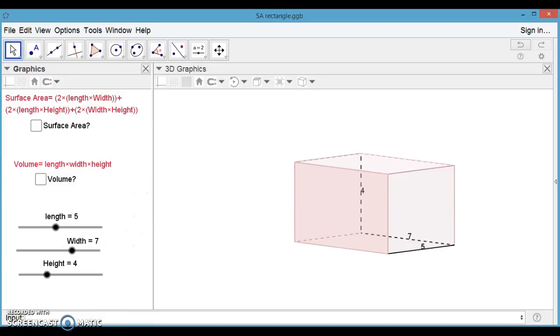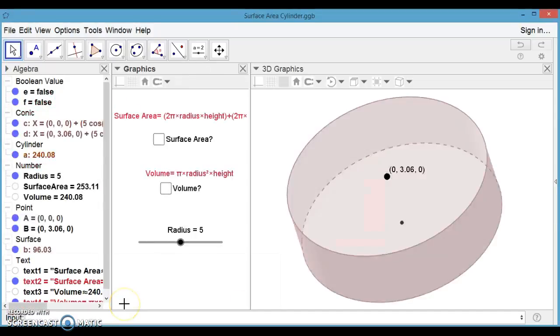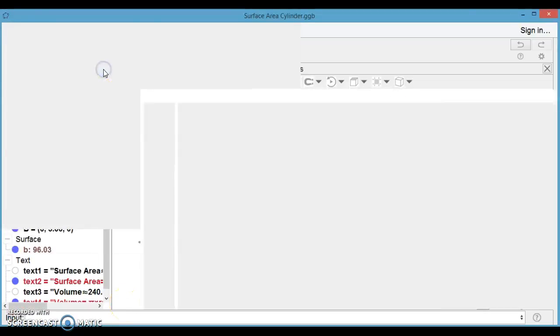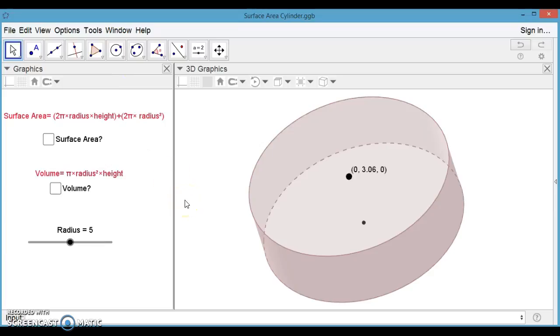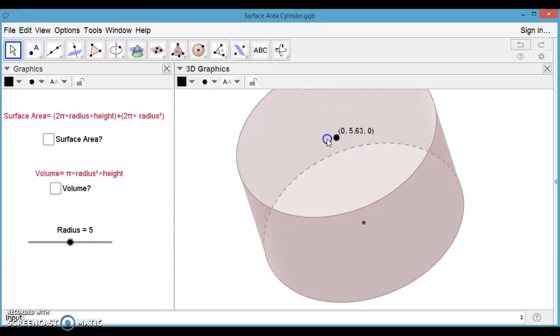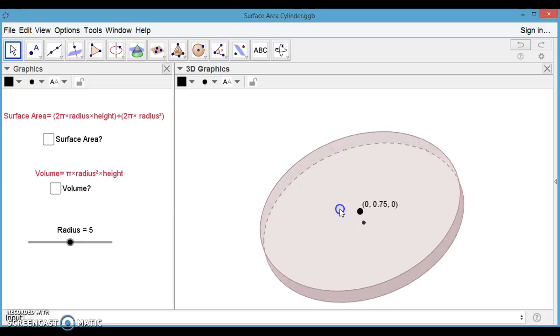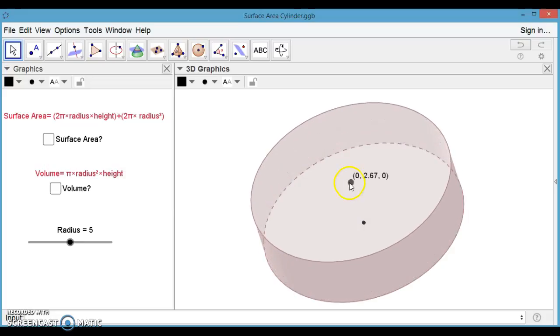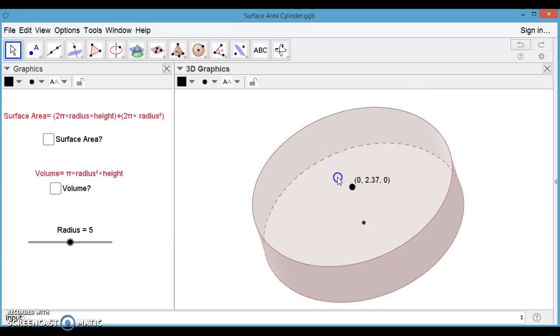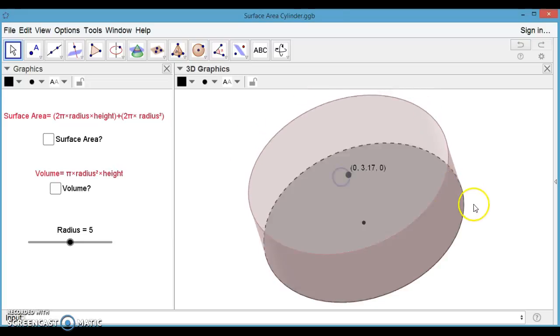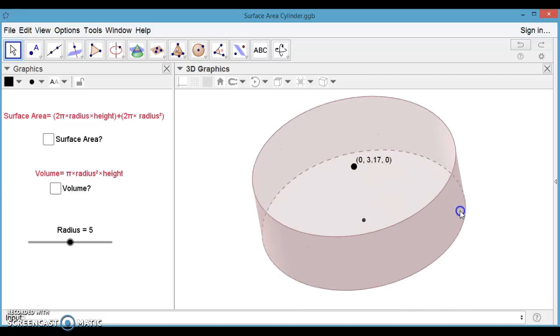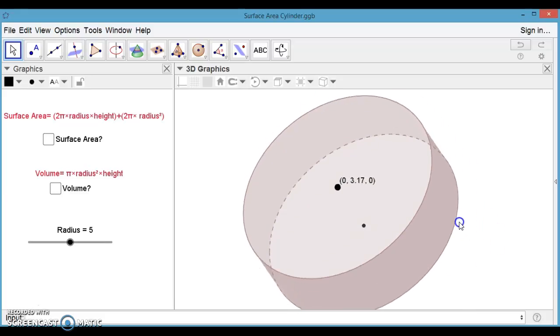Okay, next, we'll go to the cylinder. The cylinder was a little different. I could not find a way to connect the height to a slider. I just couldn't do it. I don't know if there's a way to. I can always fiddle around with it more and see if I can. But you can just drag on this point to change the height, but you can't change anything else by trying to drag on it.